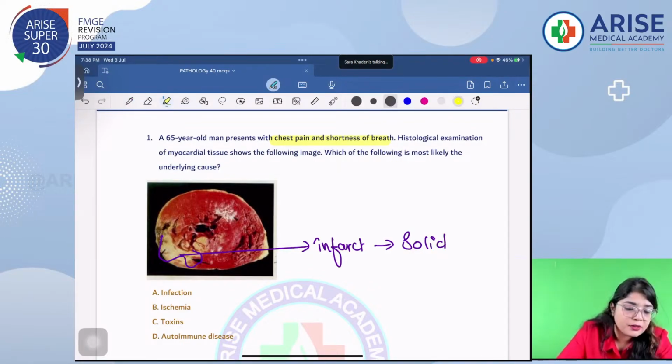What is the most common cause of this? Firstly, if you can see, infarct means this is coagulative necrosis. Coagulative necrosis, right?